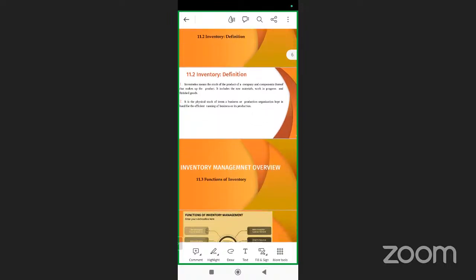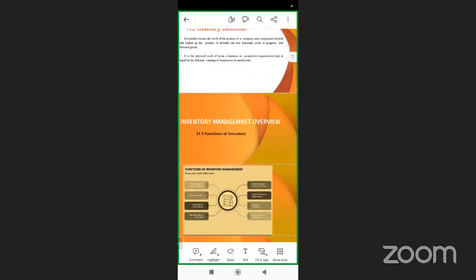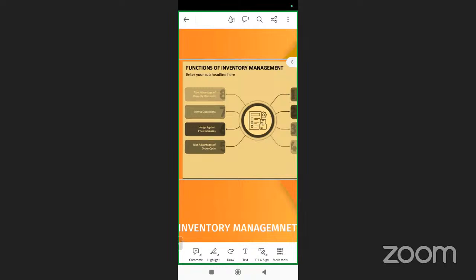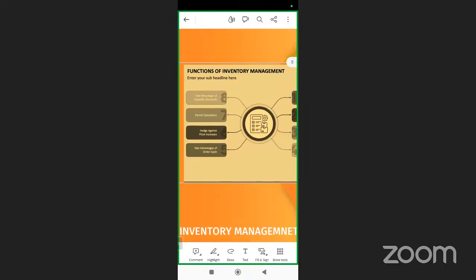Now, what is inventory here? The definition: it means the stock of the product of a company, and the components that make up the product. It includes the raw material, work in progress, and this. Now, what are the functions of inventory? If you see this, we can understand this.